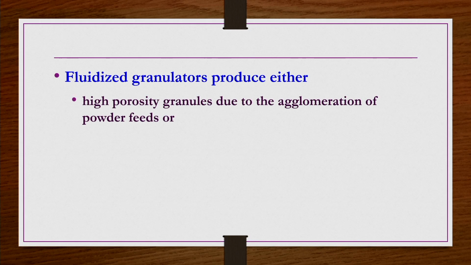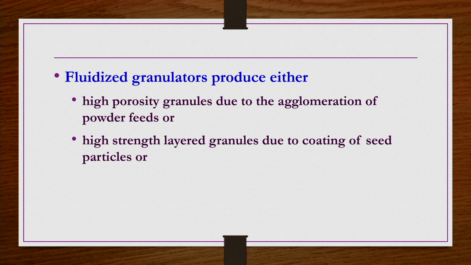Further, these fluidized granulators produce either high porosity granules due to the agglomeration of powder feeds, or high strength layered granules due to coating of seed particles and granules by liquid feeds. Right, high porosity granules you in general get because these particles are set in motion by the air. The spraying liquid comes in, interacting with the particles. We are going to see the schematic in the next slide anyway.